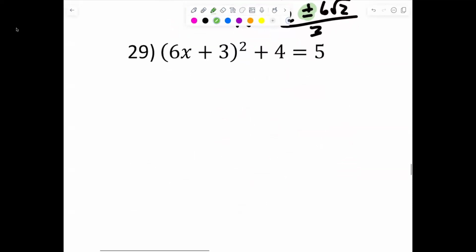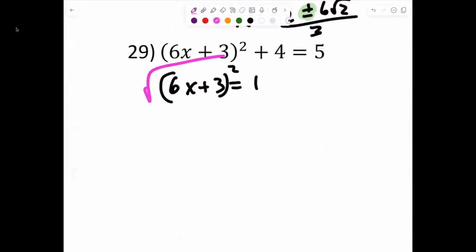All right, here we go. 29. Last one for me. First thing I need to do is do what to both sides? Subtract 4, 6x plus 3 squared equals 1. Now what do I do to both sides? Take the square root. So 6x plus 3 equals plus or minus 1.